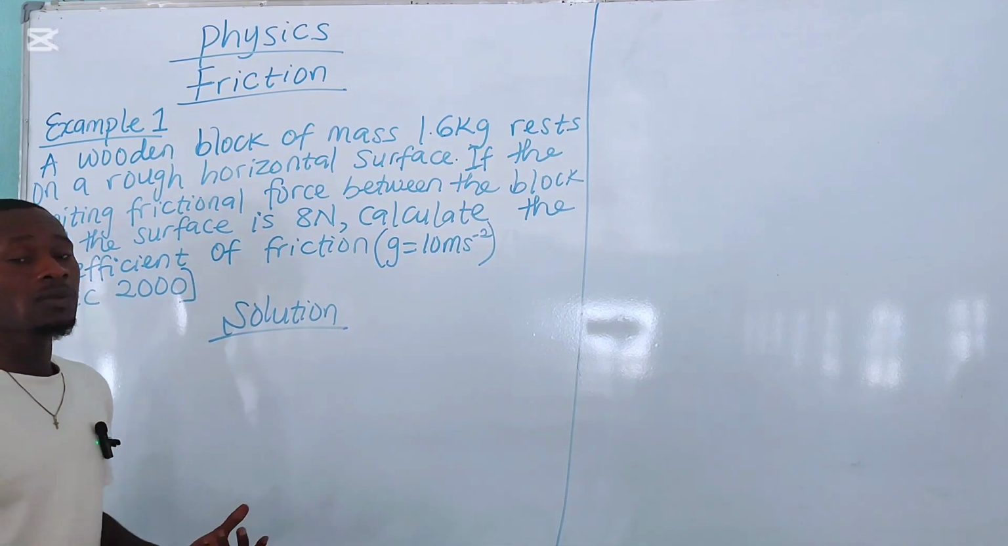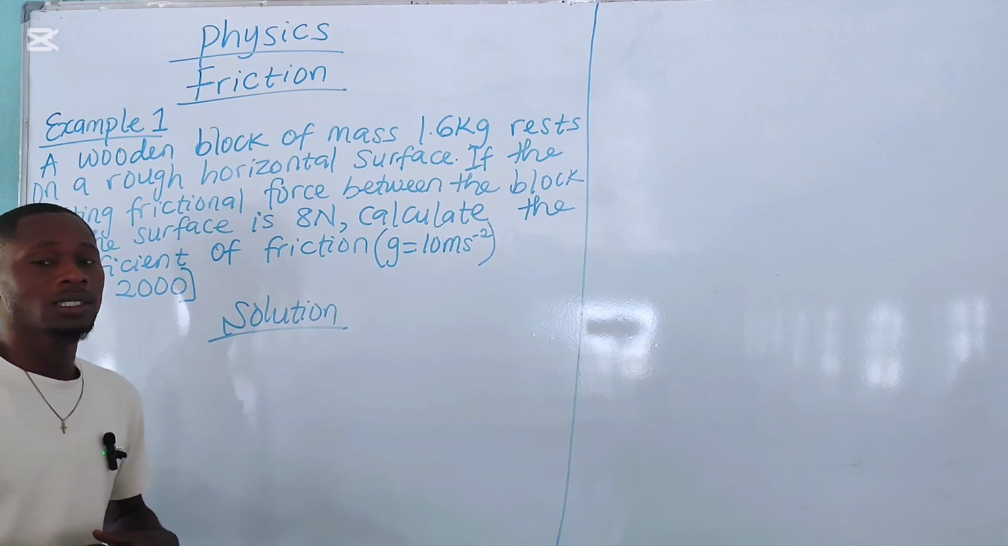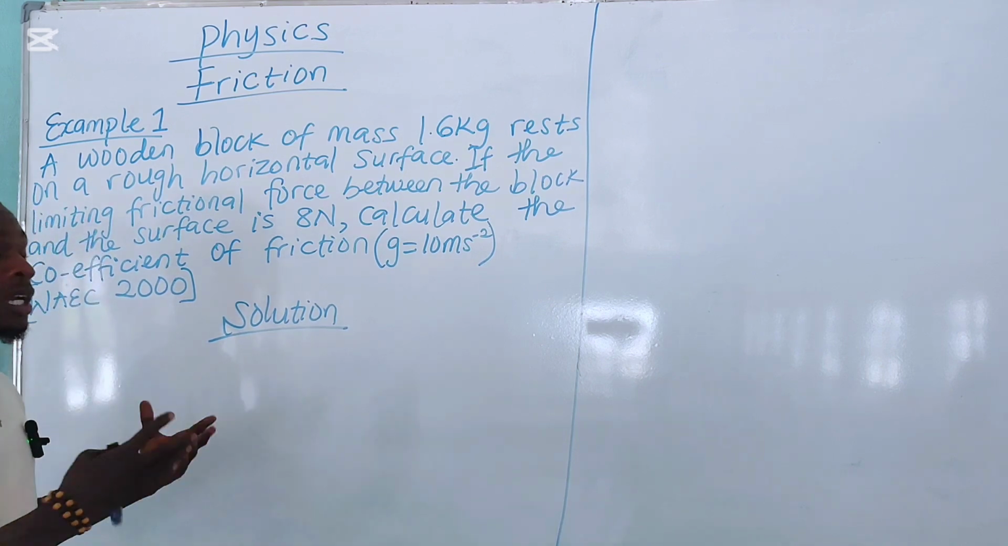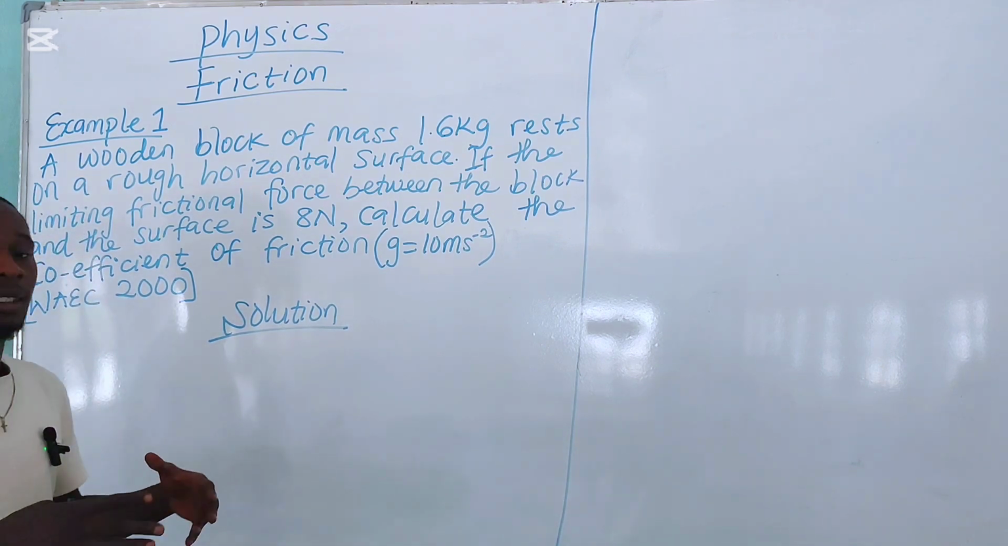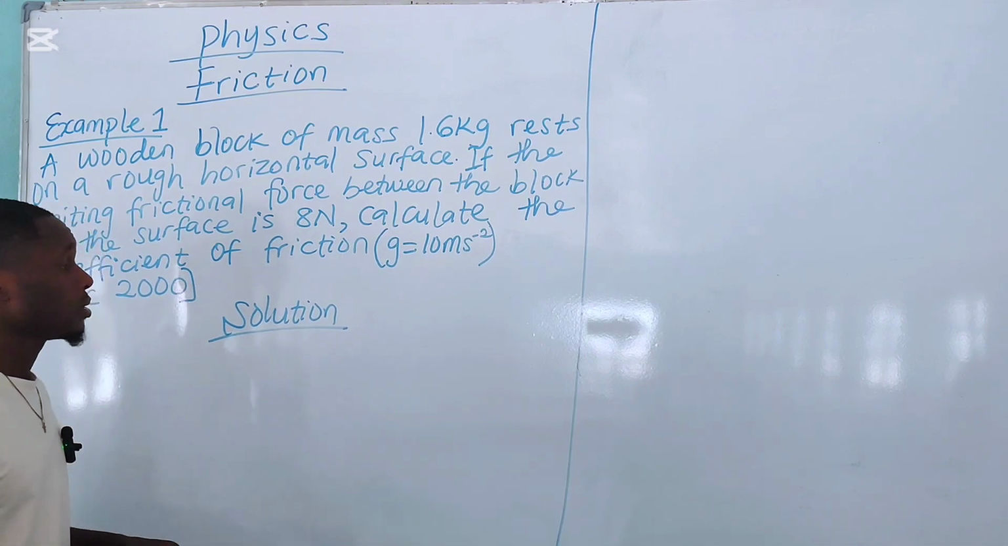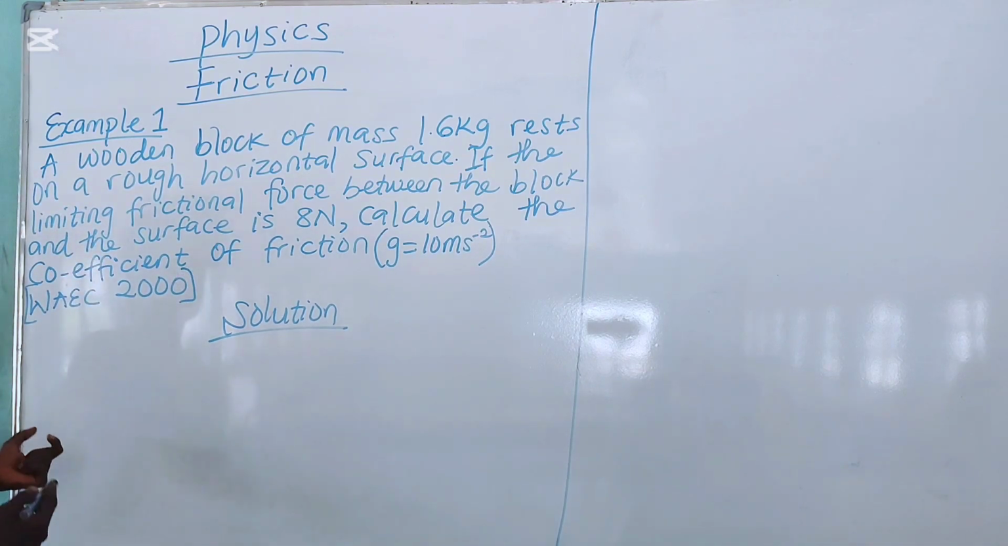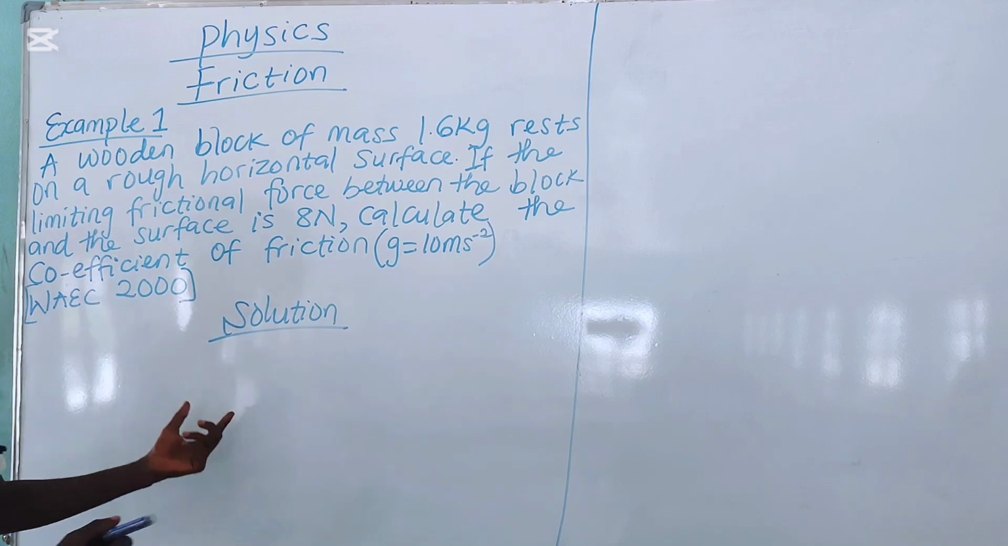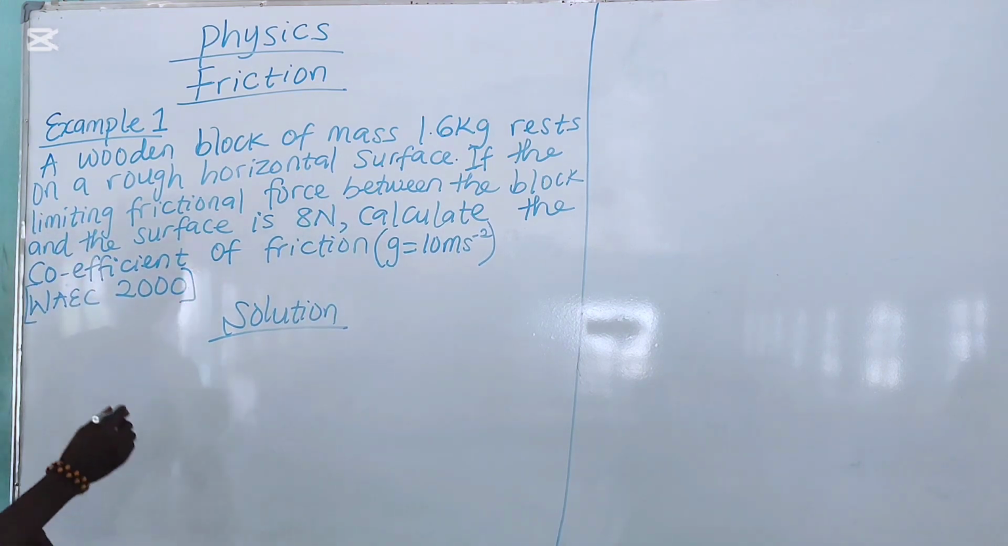For us to solve this question, let us first of all bring out our parameters, which will guide us to the right equation or formula to use. We are told that a wooden block of mass 1.6 kg, that is the mass of the block.